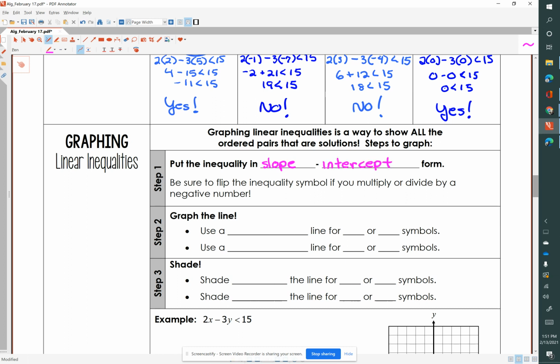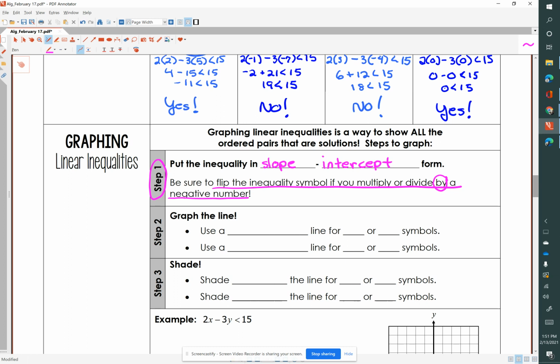Which allows us to easily graph it. Now, when you work with an inequality, you always have to remember to flip the inequality symbol if you multiply or divide by a negative number. So that's step one. The next thing you'll do is to graph the line.